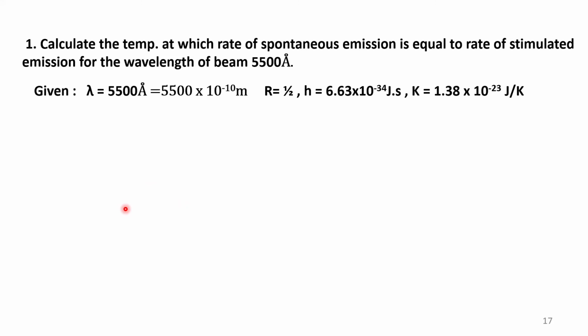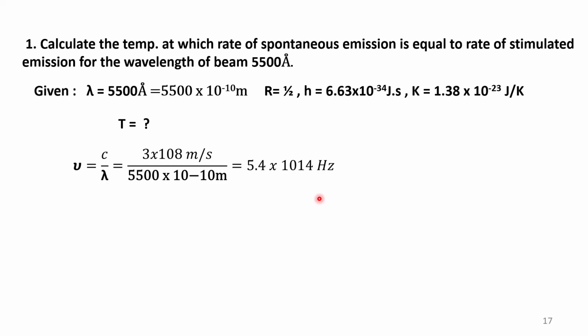Now here in this problem, the wavelength is given, that is lambda, equal to 500 angstrom. Convert it into meters, that is 500 into 10 to the minus 10 meter. Now here the condition is given, that the rate of spontaneous emission is equal to the rate of stimulated emission, and we know that this ratio becomes equal to half. Now h is Planck's constant, k is Boltzmann's constant. Then you have to calculate the temperature, but before that you have to calculate the frequency.